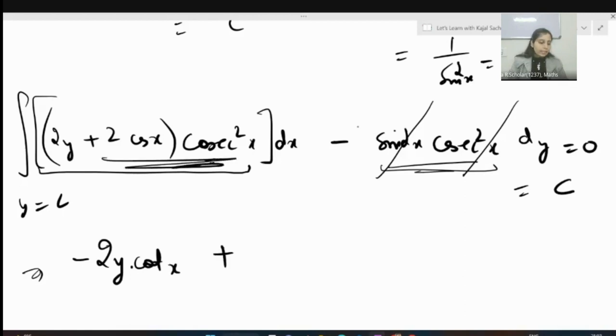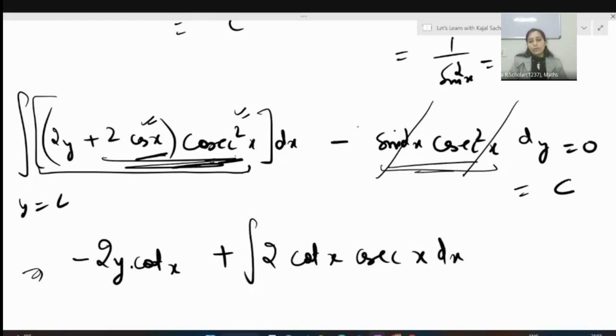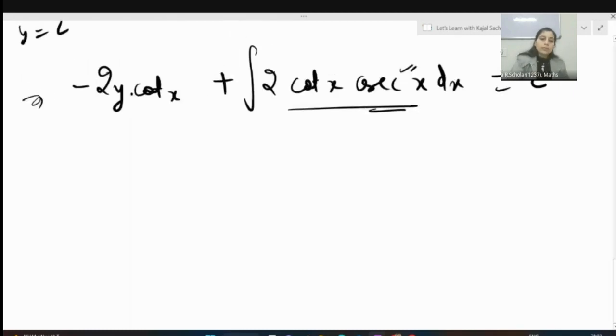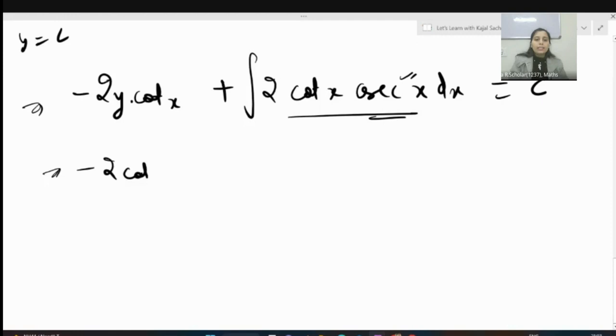From here, integrating this, what is given? 2 cos x cosecant square x. We can write this as 1 upon sine square x, and taking one sine to cos x, that is cot x, and one sine we can write as cosecant x. And we know the integration of this. So we have just shifted one cosecant to this, and one cosecant x here, is equal to some constant c. So we have to simply integrate this.